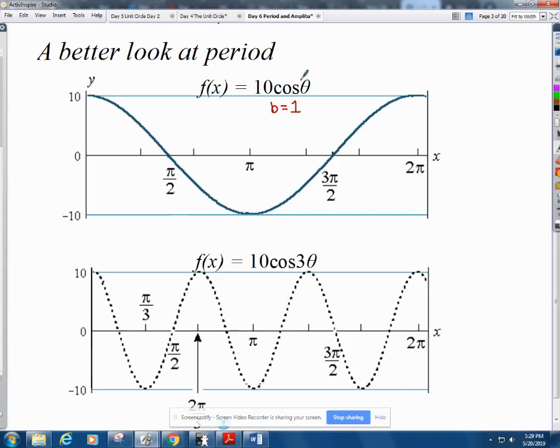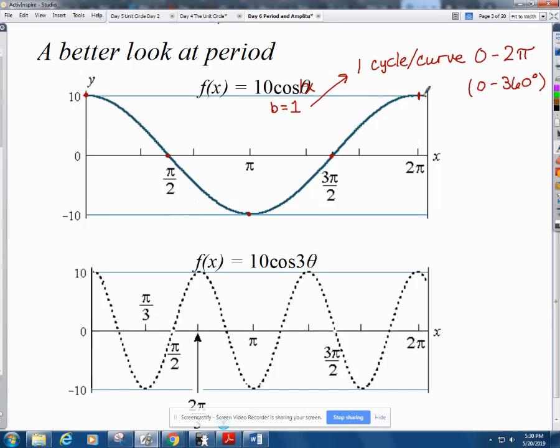10 cosine 1 of theta, or x. So your amplitude is still 10, so this is going 10, 0, -10, 0, back to 10, but B is 1. So that means you have one cycle, or one complete curve, from 0 to 2 pi, or from 0 to 360 degrees. So one cycle. We start at 0, we end at 2 pi. We do one complete cosine curve, so we go 10, 0, -10, 0, back to where we started, done.